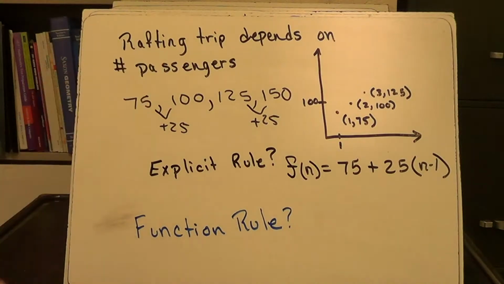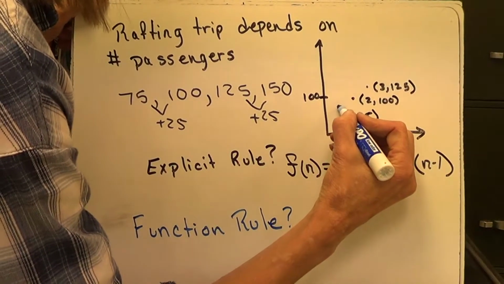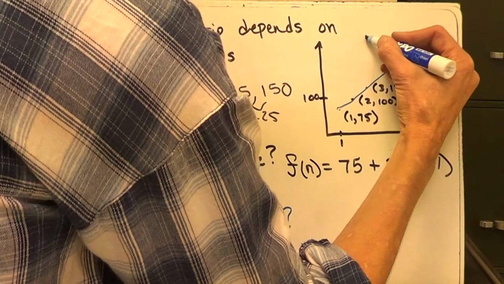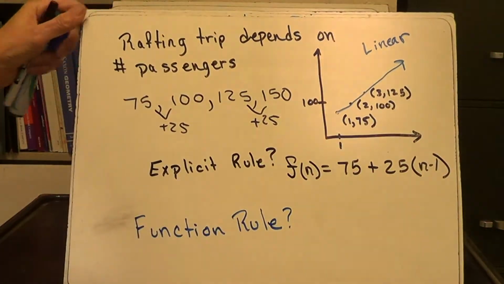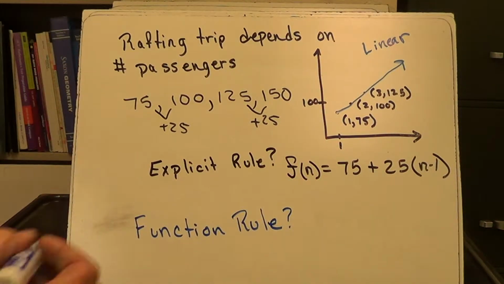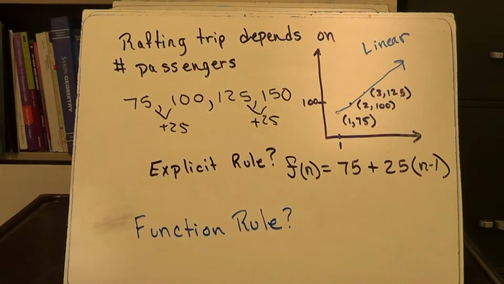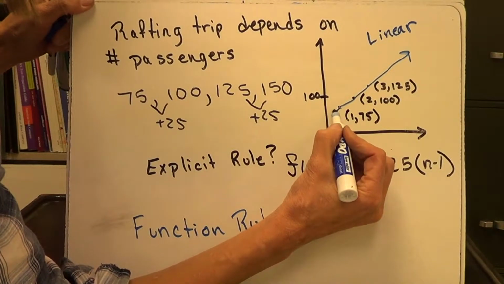Okay, for a function rule though, since we've got it on a graph anyway, I wanted to look at this. If we extended the line, you notice what kind of function that is? Hopefully you're saying linear. Arithmetic sequences are linear functions. Get that down. Now you notice in the sequence form it was just dots there. That's because it's a discrete function. When I make it into a function rule, it becomes a continuous function.